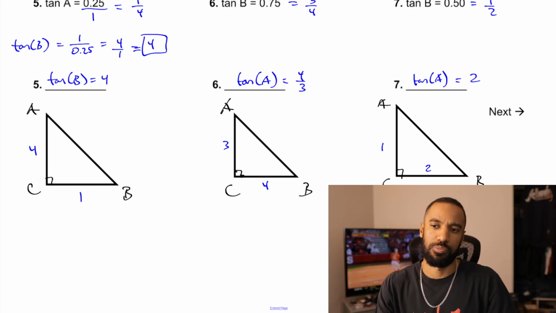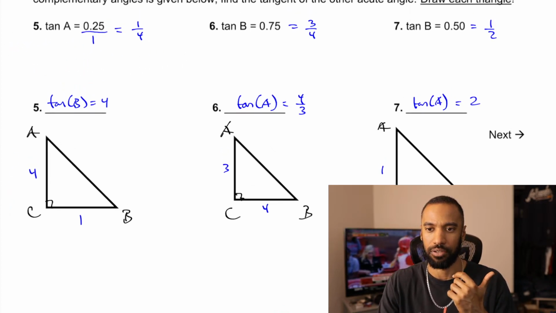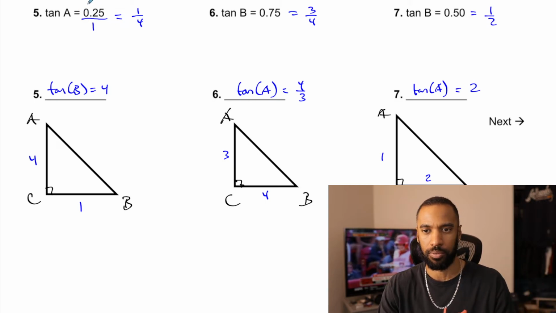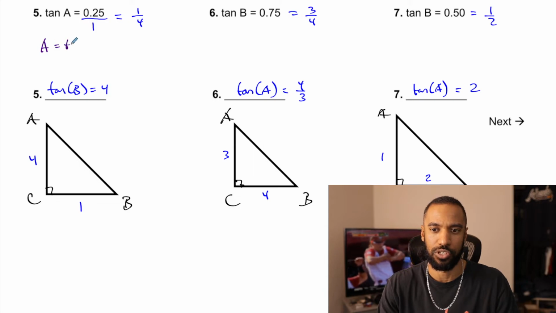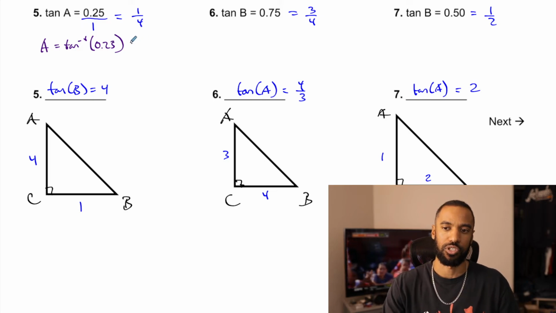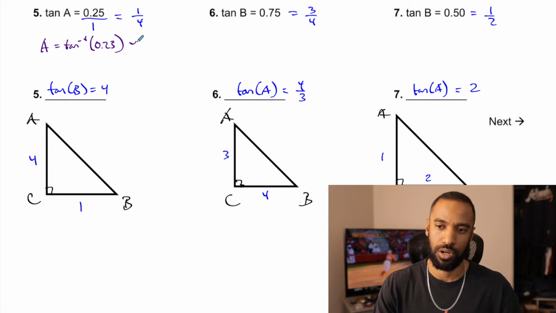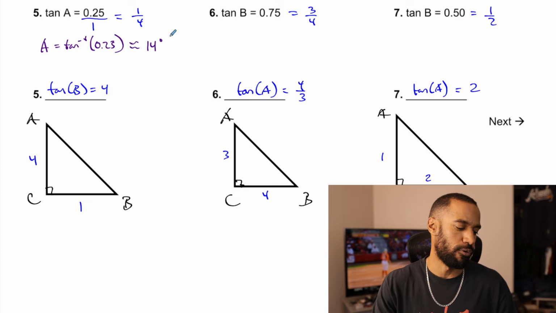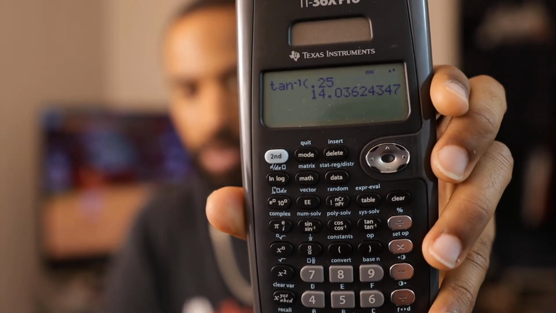An alternative to these methods would take some more time. You'd have to use your calculator, and you'd have to rely on the calculator for what you do. Let me show you just one example, like the first one. If tangent of A is 0.25, then that means A is the inverse tangent of 0.25. I'm talking about the angle. You can actually find the angle by doing inverse tangent. Inverse tangent of 0.25 is around 14 degrees, like 14.03.